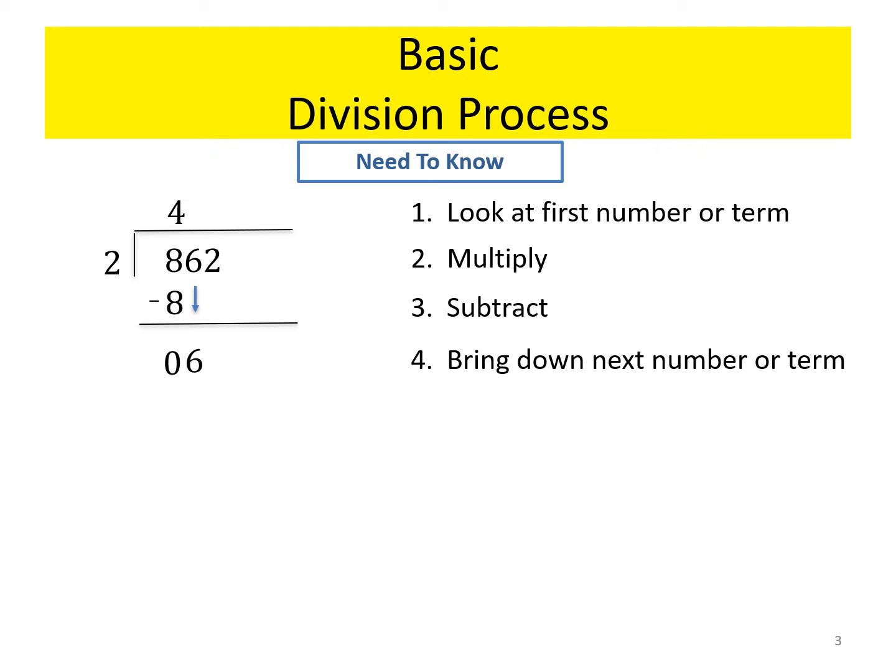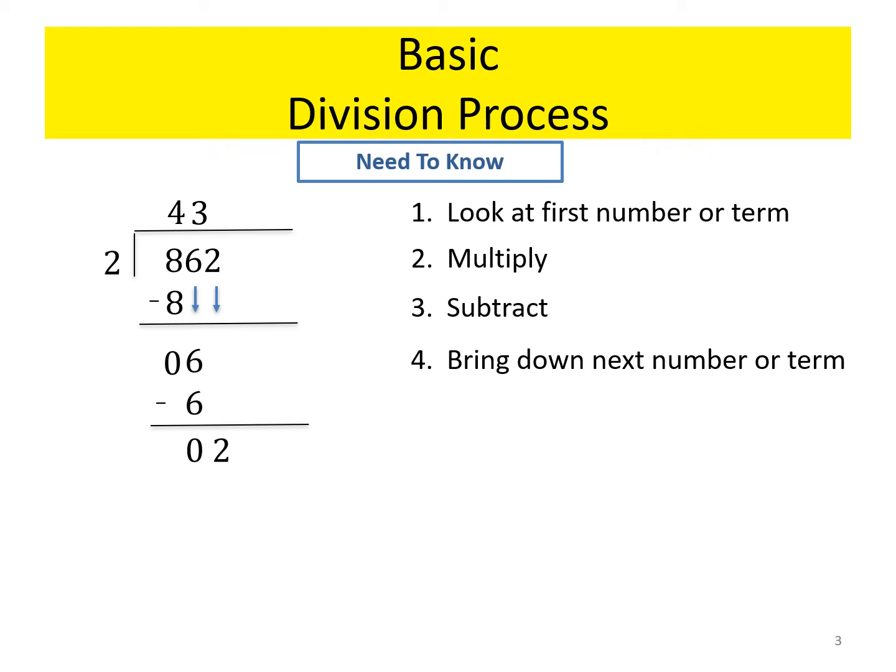Now we're just going to keep following the same procedure. You look at the first number, multiply, subtract, bring down the next number. Here we go. 2 times what number gives me a 6? 3. So I'm going to write the 3. First step. Second step, multiply. Third step, we subtract. By drawing the line and showing the subtraction, we get a 0. Bring down the next number, which is 2.